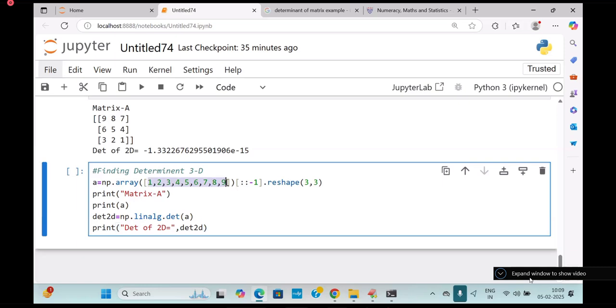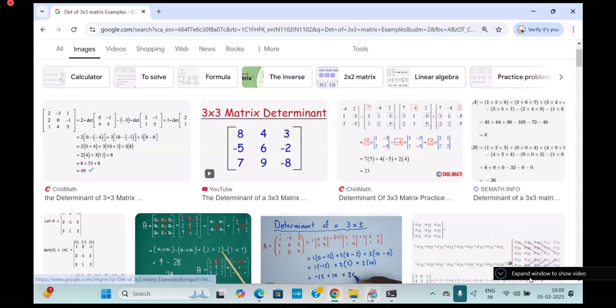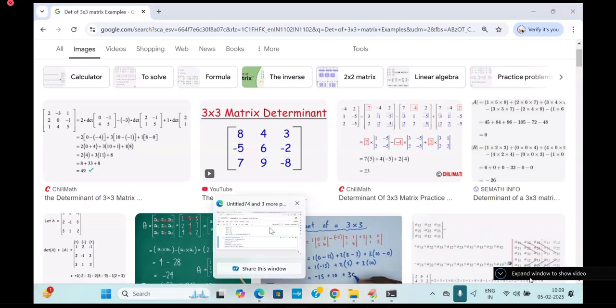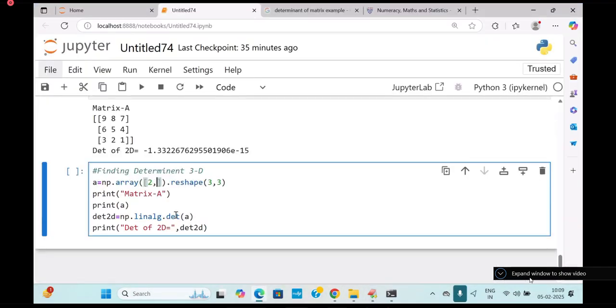Now I will write it. How many elements will I write? Follow me, here I will write. What is the data there? 1, 2, minus 3, 1.